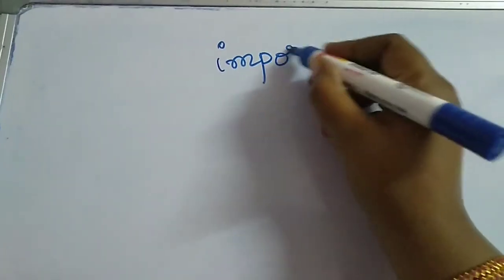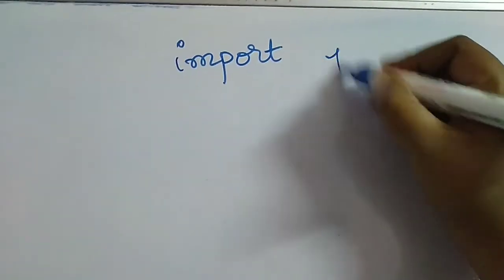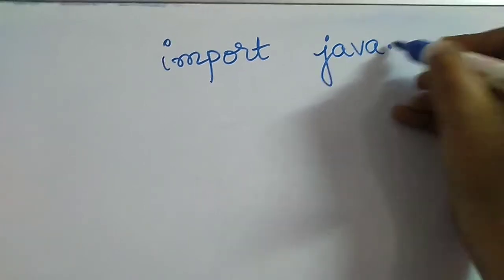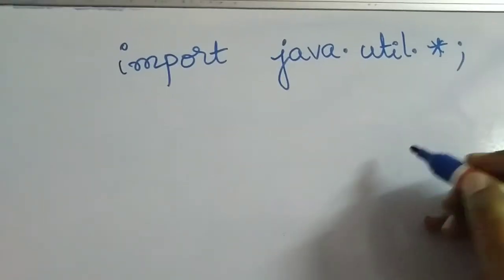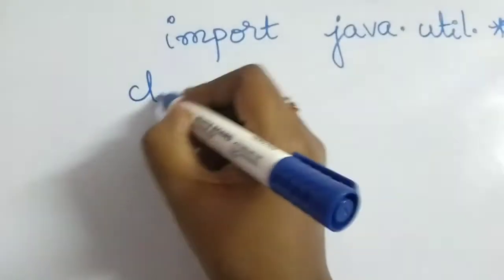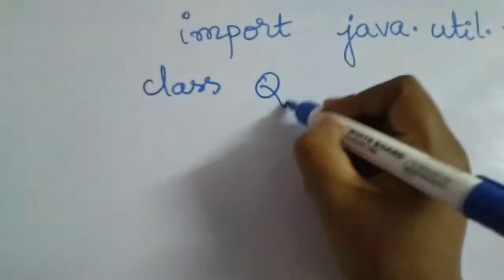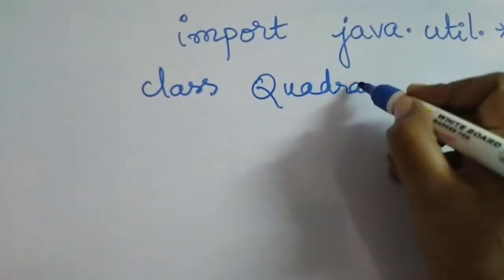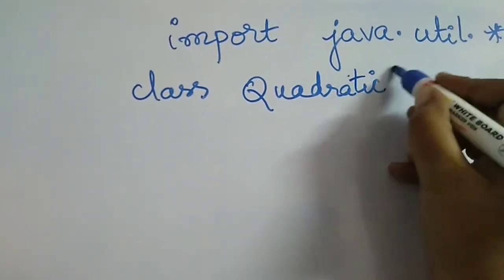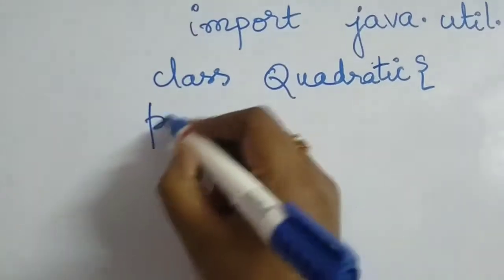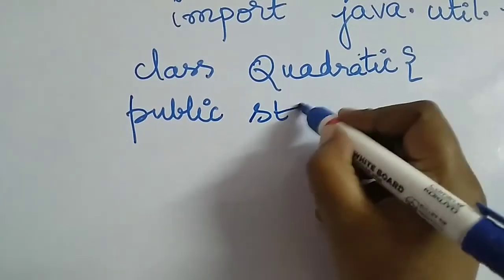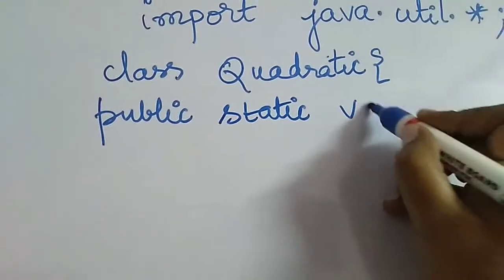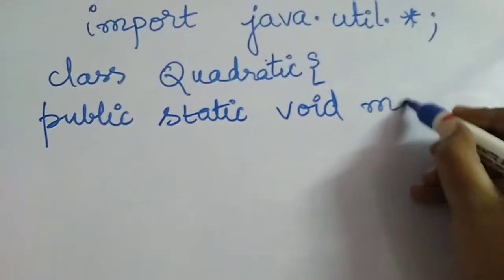So I am importing the util package: import java.util.*. Now I am writing my class. The class name is Quadratic. Inside my class I am writing the main method, public static void main.